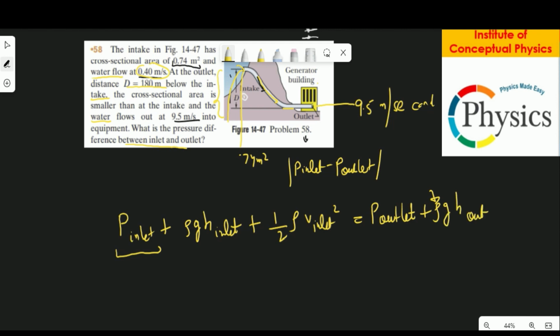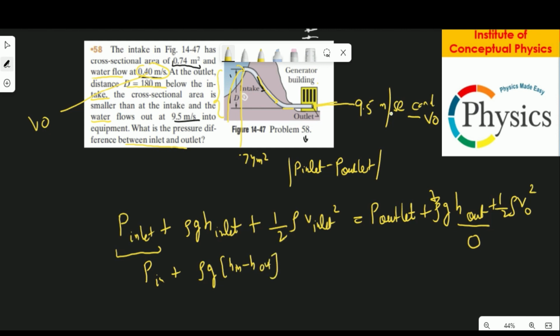H outlet is 0, by the way. So this is at ground level, so I'm going to put 0 here anyway. So plus half rho v outlet square, right? So we know the velocity here. V outlet is known to us. V inlet also we noticed is known to us, right? So P inlet plus rho g, h inlet minus h outlet. I have brought this to the other side, is equal to half rho v outlet square minus half rho v inlet square. So this is your P inlet, and let me just keep P outlet here for the time being.